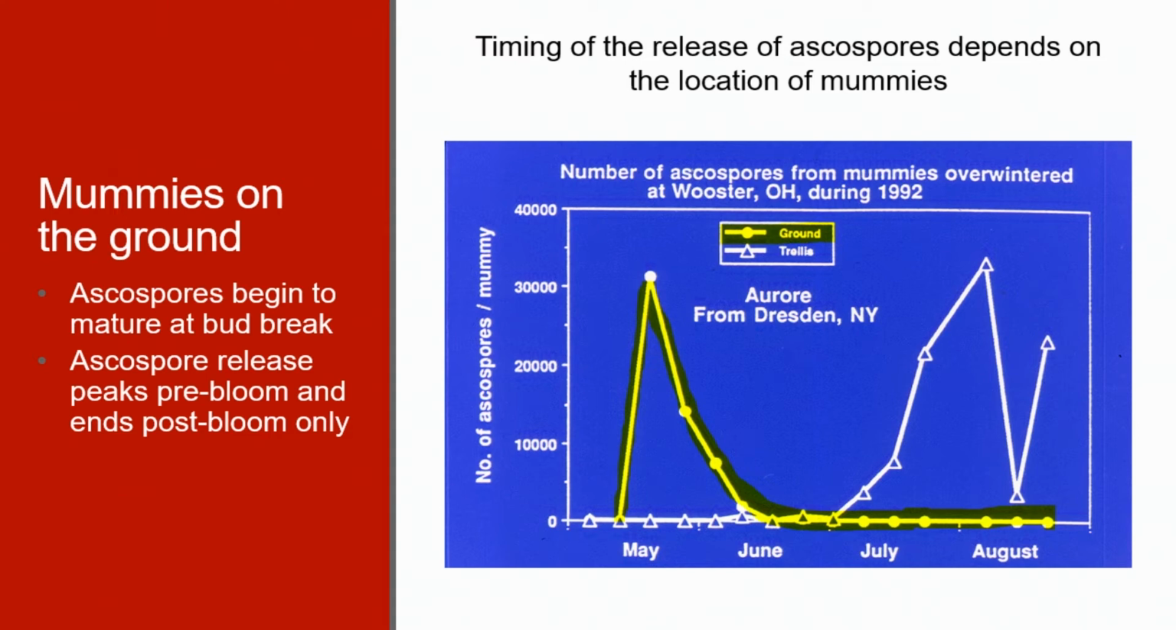Ascospore capture studies done in the early 1990s here at OSU revealed that ascospores produced from mummies on the ground are released beginning in early May and continue to be released until the end of June, which corresponds to the end of bloom, as shown here with the yellow line. It's these ascospores that serve as the primary inoculum.